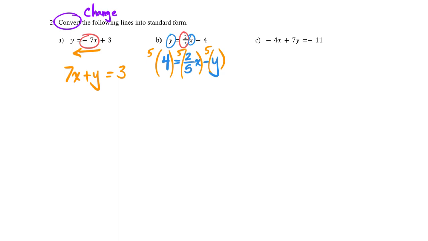So if I multiply every term by 5, then there's my 20. My 5 divided by 5 are going to divide out. So all I am left with is my 2x, and I now have my minus 5y. You take a peek at that blue equation, and you will notice that that is in standard form. My x and y are on the same side. X coefficient is positive, no fractions.